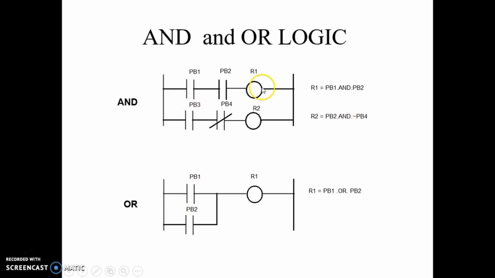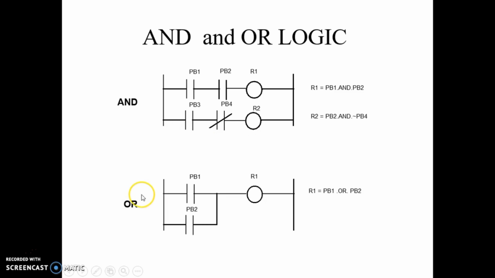So this is for AND logic. One condition is this, second condition is this. There may be a third condition, where PB3 is normally closed and PB4 is normally open. Then you may take an output.